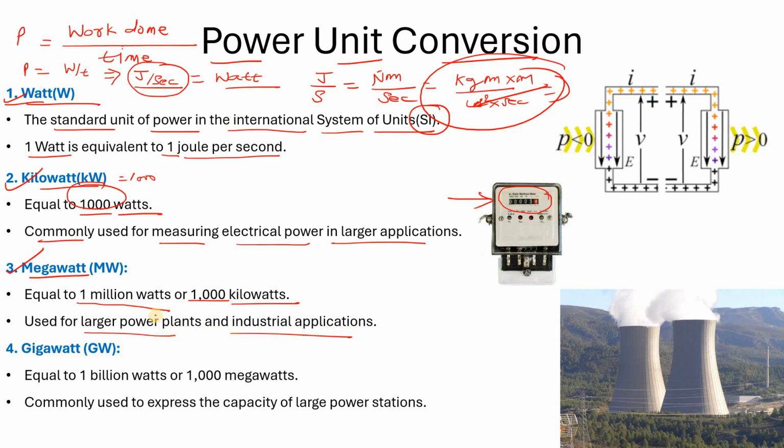If there is a thermal power plant, its capacity can be expressed in megawatt or gigawatt. 1 gigawatt is equal to 1 billion watts, or 1000 megawatts. You can take the reference from watt or from megawatt, the same as with kilowatt and watt.